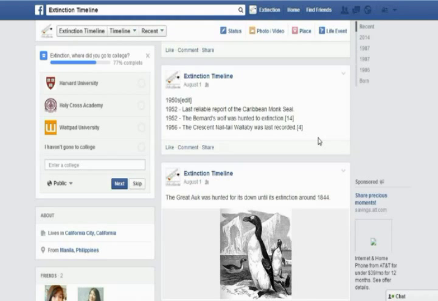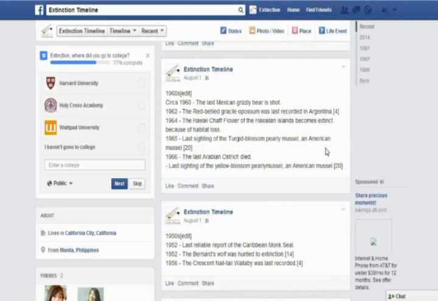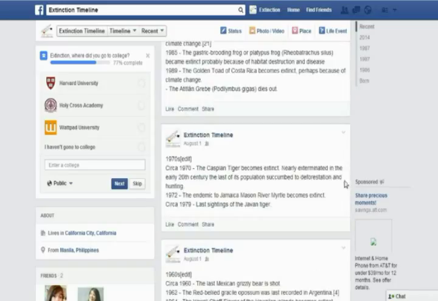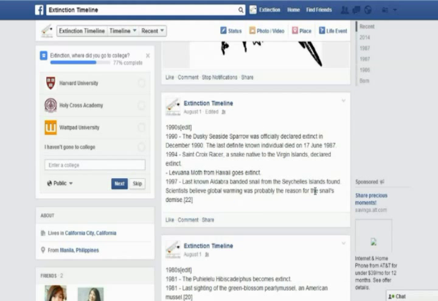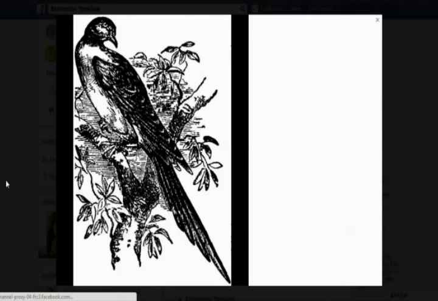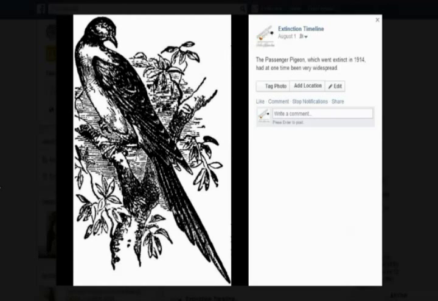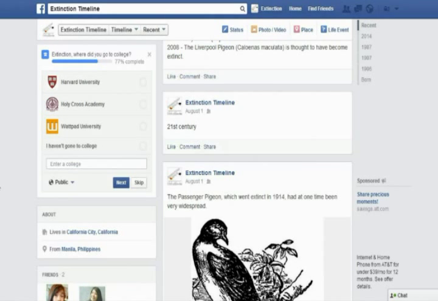1950s. 1960s. 1970s. 1980s. 1990s. The passenger pigeon, which went extinct in 1914, had at one time been very widespread. 21st century.